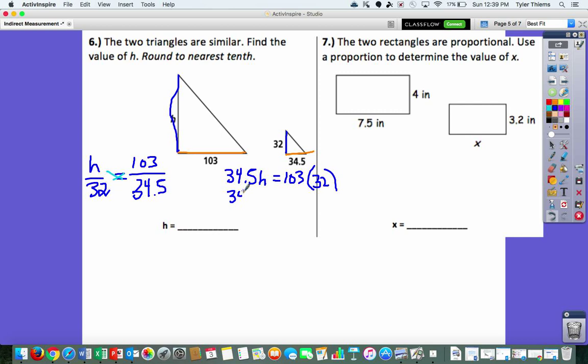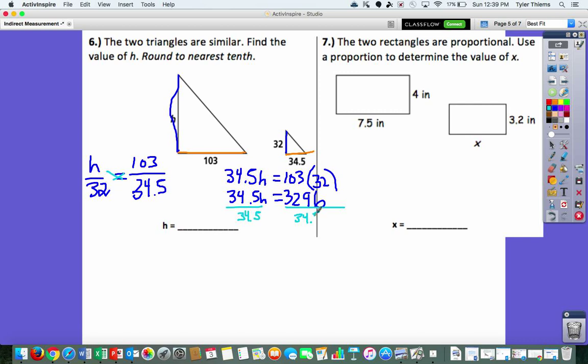So showing all my work, make sure you're writing all this work down. You get 34.5h is equal to 103 times 32. Let's see, that's 3,296. I use my calculator for that. To get the h by itself, we would divide both sides by 34.5. Divide this side by 34.5.